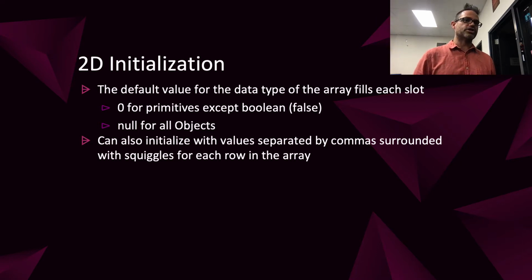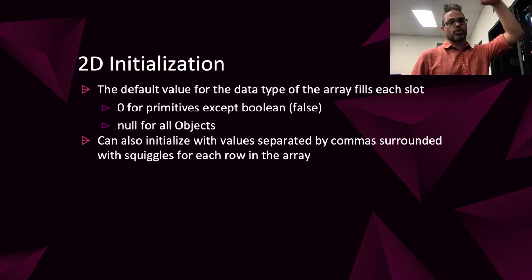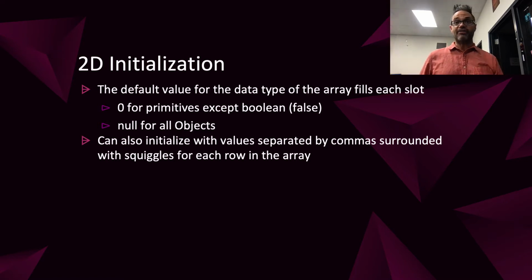The default way is to initialize it using this idea equals new whatever type, square bracket rows, square bracket columns, and that'll fill it up with a default value. For all primitive values, that's 0, except for Boolean because that's false. And for every single object type, that's all nulls. Not exactly the most useful, but it's there, so we want to keep that in mind.